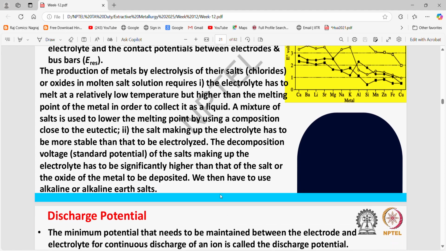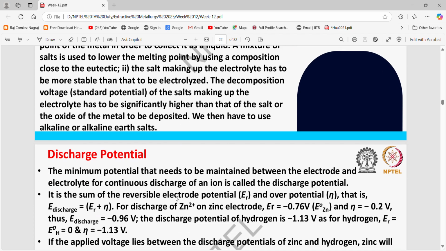We then have to use alkali or alkaline earth salts which have very high decomposition voltage, or we can say high decomposition temperatures also sometimes.